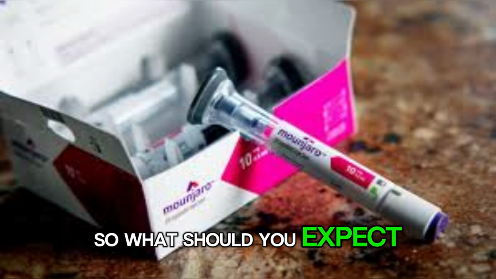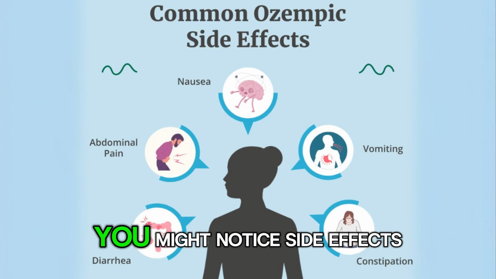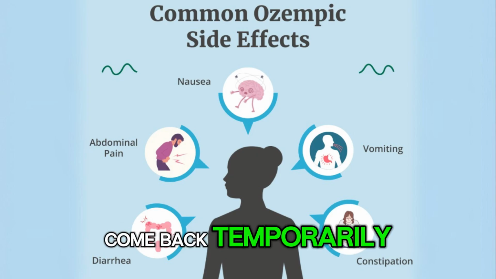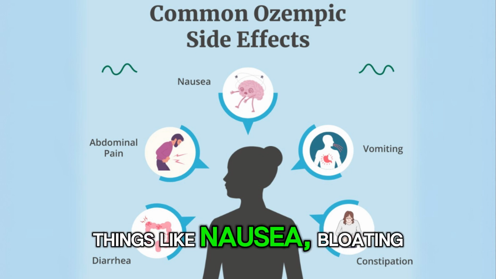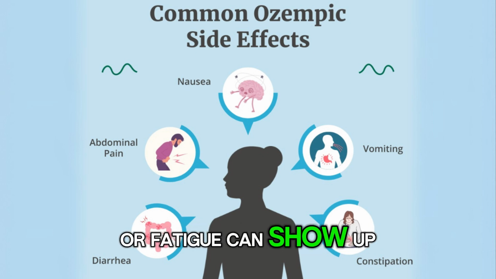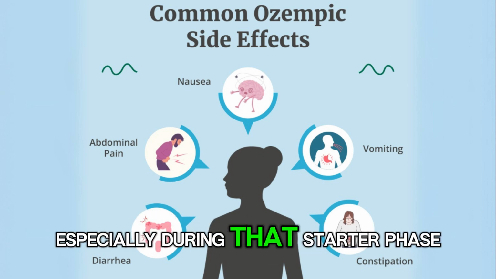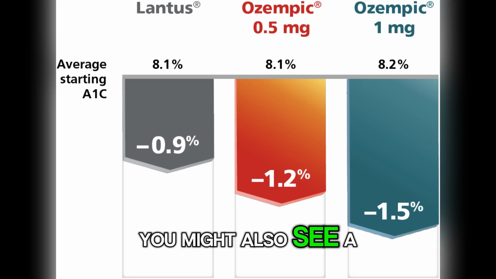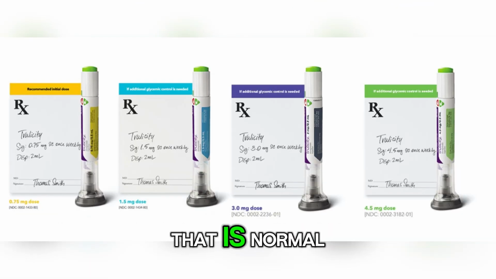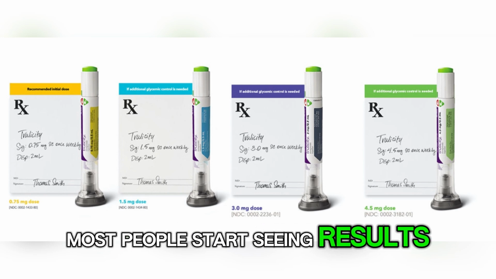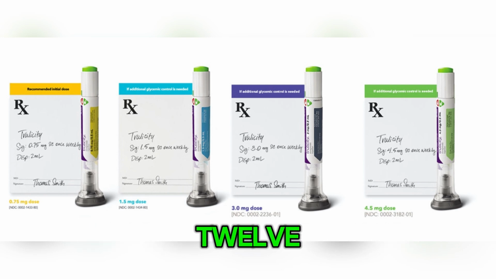So, what should you expect during the switch? You might notice side effects come back temporarily, even if you did not have them on Trulicity. Things like nausea, bloating, or fatigue can show up again, especially during that starter phase. You might also see a little delay in blood sugar improvements or weight changes. That is normal. Most people start seeing results again between weeks 8 and 12.